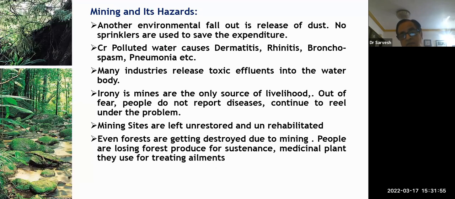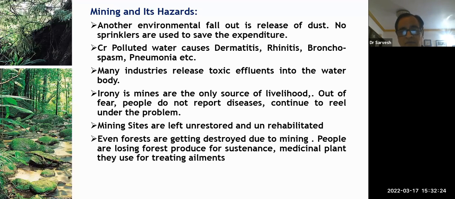Another mining hazard is in the form of dust, because the particulate matter, PM 2.5 as well as 10 micron size, they are generated in huge quantity because of the continuous pulverization and the mechanical activities. Chromium is going into the water and it is causing dermatitis, rhinitis, and bronchospasm, that is the lung disease, and pneumonia. Even many toxic effluents are being added to the water body.